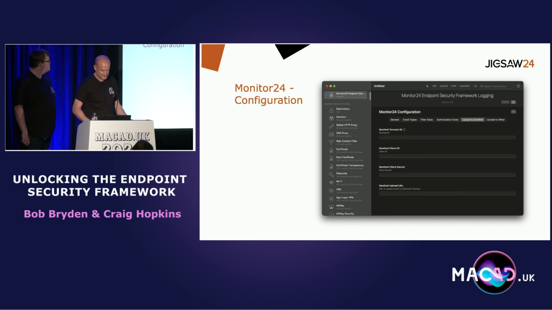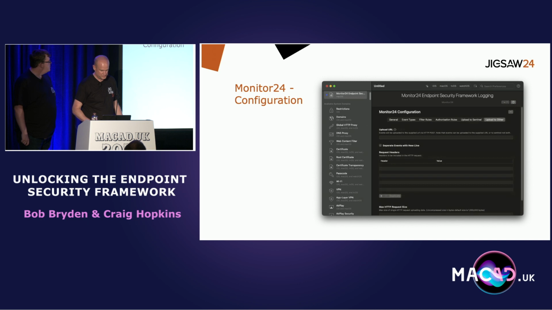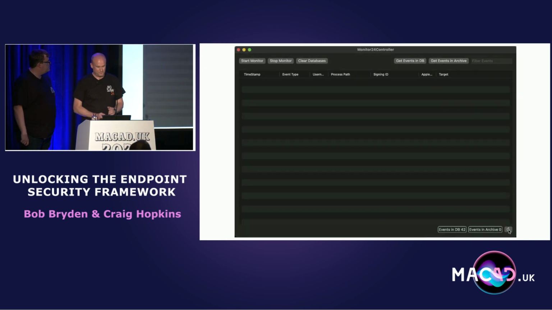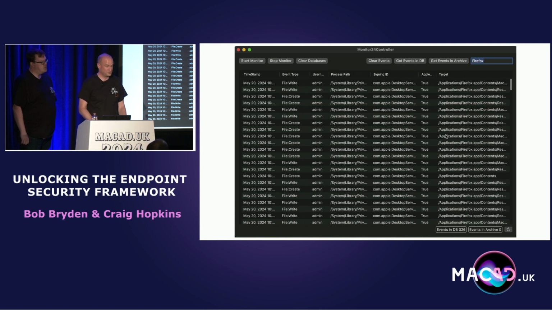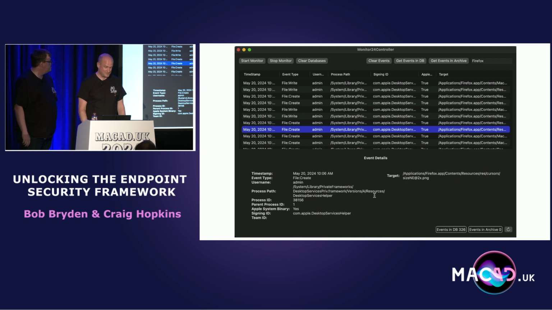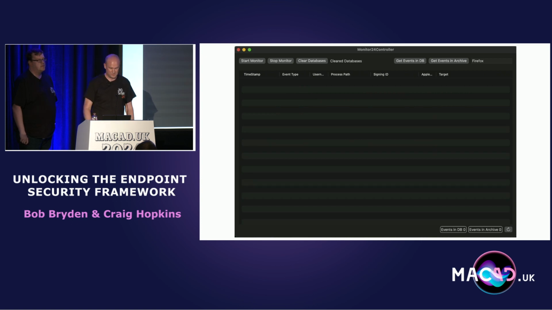And then we can upload the data, as Bob said, to Sentinel or to other places. This is our version of ES Logger. It will run locally and let you view the data that's being collected. It's really intended just for testing or initial deployment, just to try it out. It displays all the events in there and has a very basic search feature as well. We can archive events locally on the device as well.